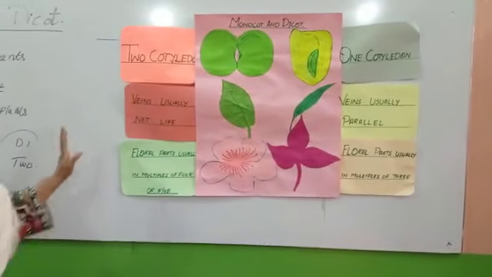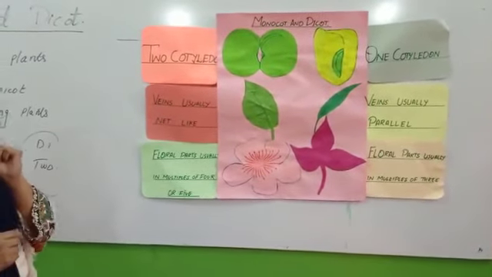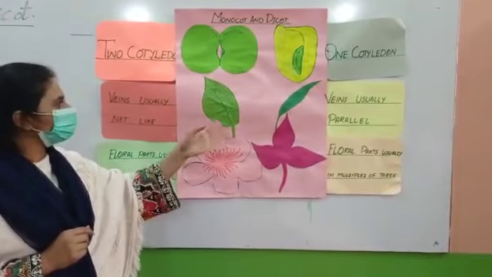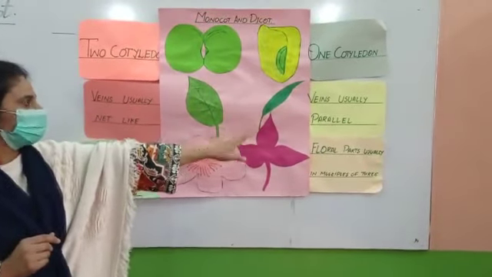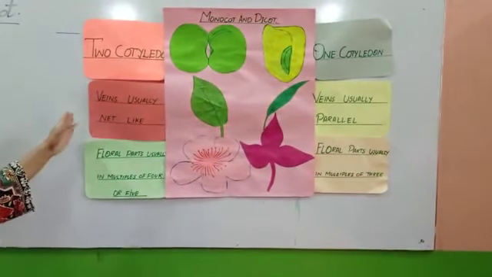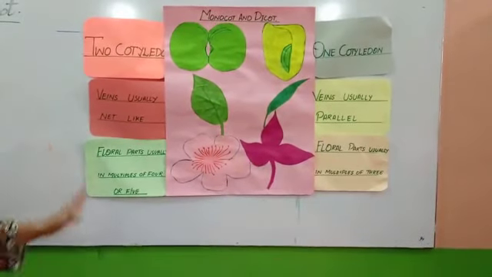Now the next point is leaves. The veins of monocot leaves are usually parallel, and dicot leaves usually have a net-like structure. I will explain through it.